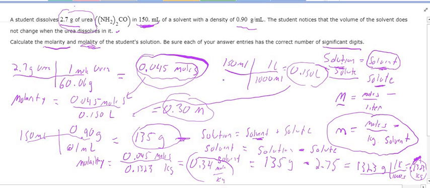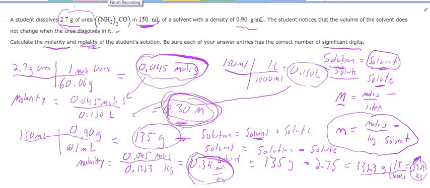So my answers for this are going to be molar, which is 0.30. A lot of things circled, so that's the one, that's molarity. And molality, which is moles per kilogram of solvent, we just solved for. Go team.